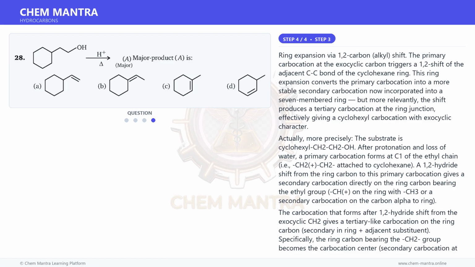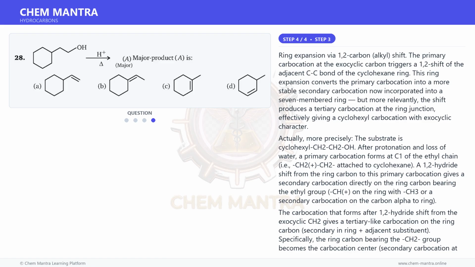Loss of a proton from the adjacent carbon gives the most stable, most substituted, alkene. The resulting alkene is cyclohexylidene ethane, i.e., a cyclohexane ring with an exocyclic double bond, =CH-CH3, which is 1-ethylidenecyclohexane. This is a trisubstituted alkene, and is more stable than the terminal alkene, vinylcyclohexane, by Zaitsev's rule.